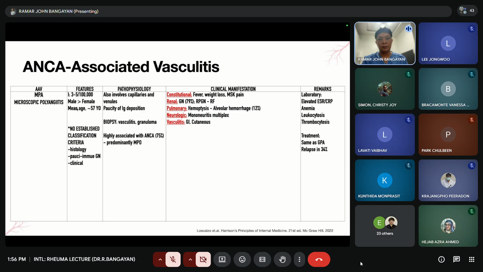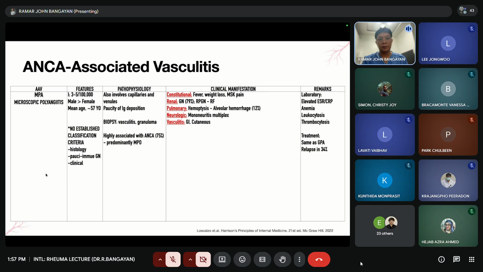Why? Because this is common in males and usually affects the elder population. Okay, the mean age is around 57. Remember that GPA involves both male and female in the younger population. There's no established classification criteria, again, because it is a relatively newer vasculitis. So we diagnose based on histology once we do biopsy, and also clinical.